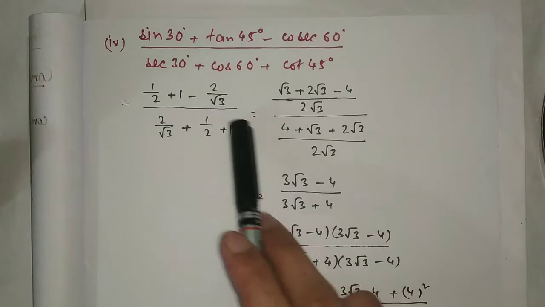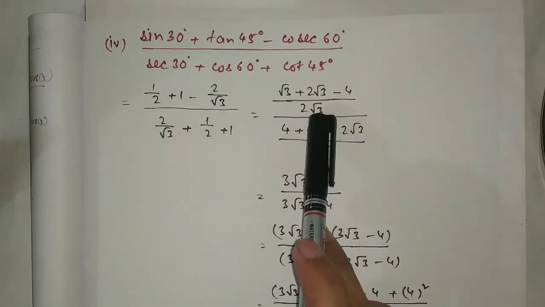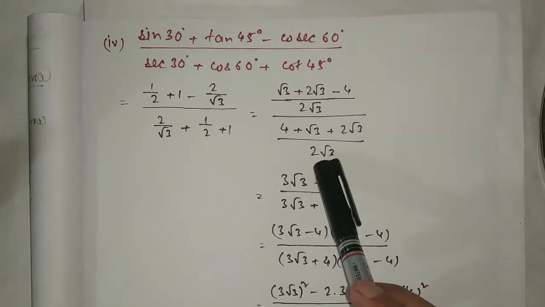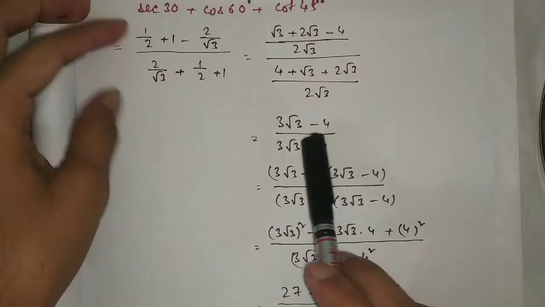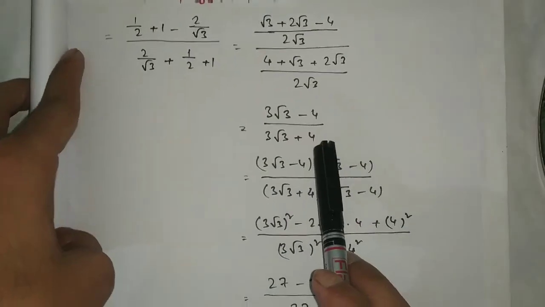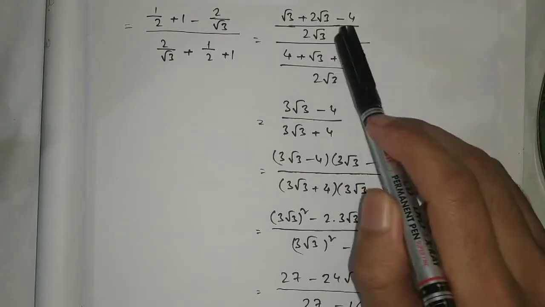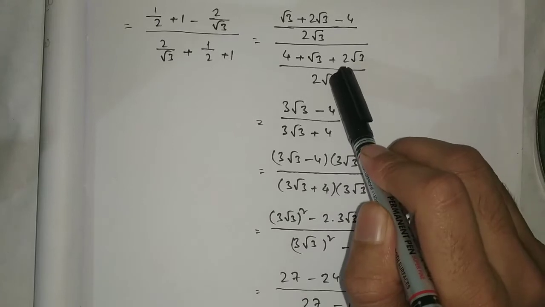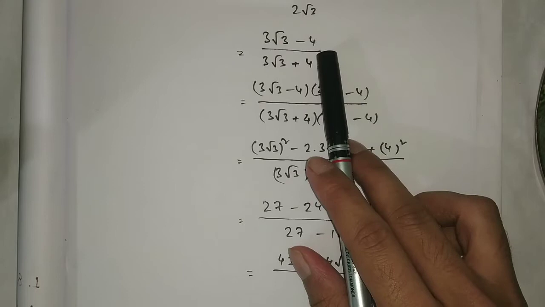The first step is that we take the LCM of the numerator, which comes out to be 2 root 3, and then solve the numerator, and the same way we solve the denominator by taking the LCM 2 root 3. Then we solve this to find 3 root 3 minus 4 in the numerator and 3 root 3 plus 4 in the denominator. How we get this is by cancelling 2 root 3 and 2 root 3 from the numerator and denominator of the upper fraction and the lower fraction, and then we just simply rationalize this term.